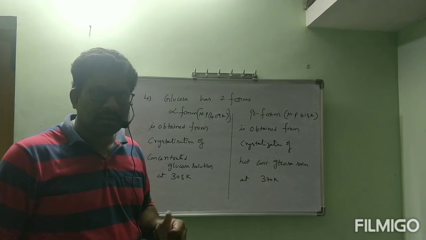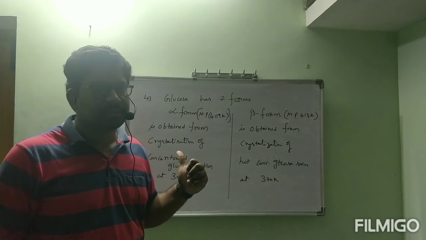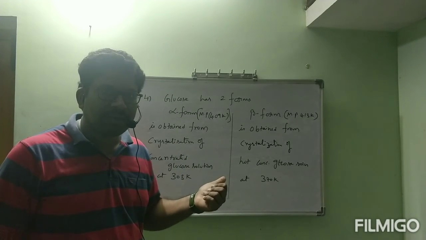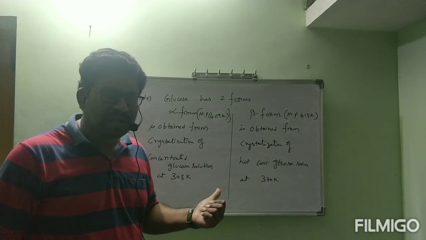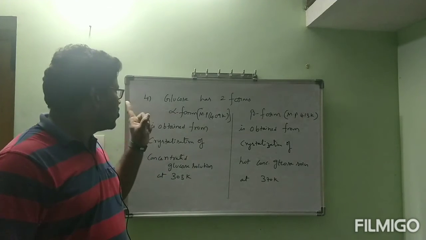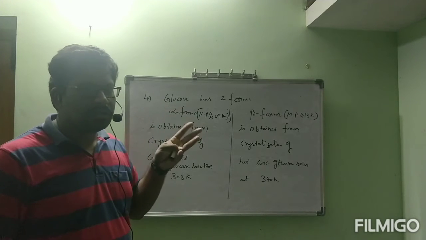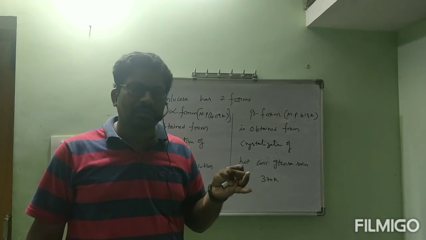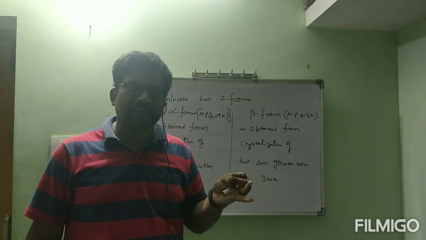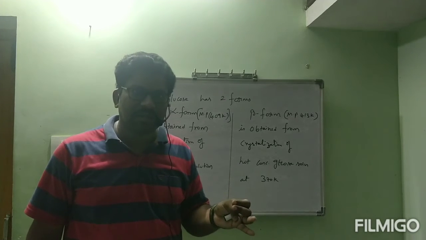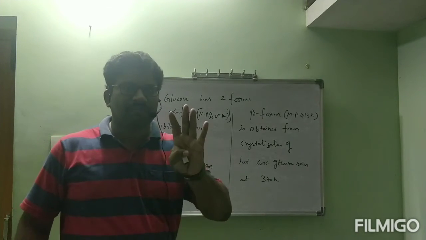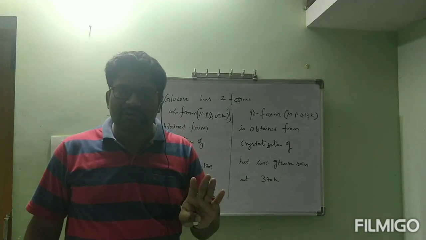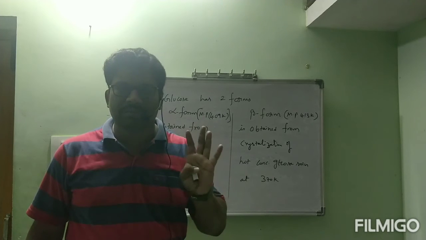But the alpha form and beta form do exist, and they are not explained by the open chain structure. As well as that, three more points I wrote: first, Schiff's test; second, reaction with NaHSO3; third, glucose pentaacetate does not react with NH2OH, that is hydroxylamine. And this is the fourth one. These four points support that there is existence of a cyclic structure of glucose.